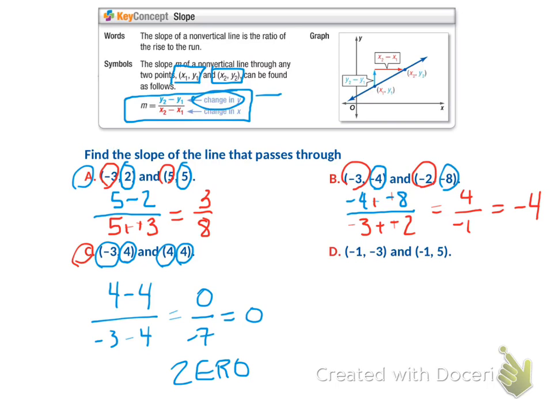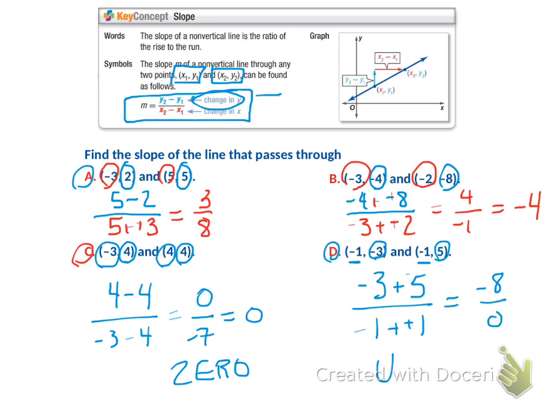Let's do the last one, letter D. Subtract the y values. -3 minus 5 over, subtract the x values. -1 minus -1. We'll keep change to make our lives easier. -8 over 0. That's undefined. Remember, you can't divide into 0 groups. There can't be a 0 on the bottom.